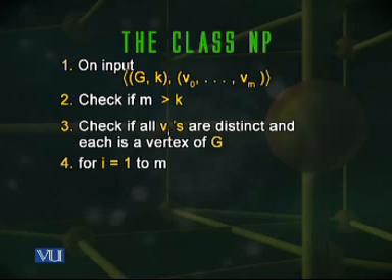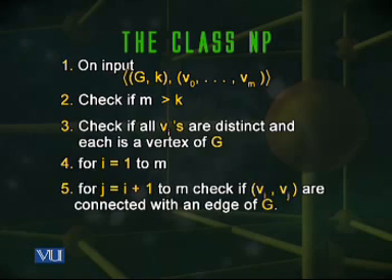One loop will go from 1 to M and the other loop will go from I plus 1 to M, and we will check if the edge Vi, Vj is indeed an edge in the graph. If we perform these checks, then we actually verify that the given list is a clique in G. And since we also checked if the list has size at least K, we will be convinced that this graph has indeed clique number at least K.